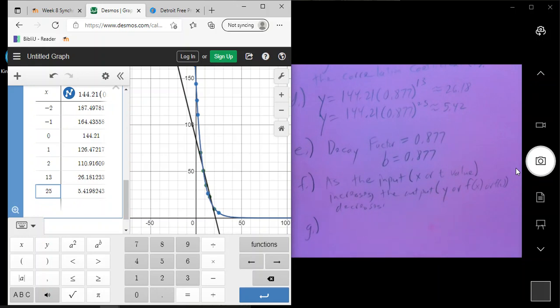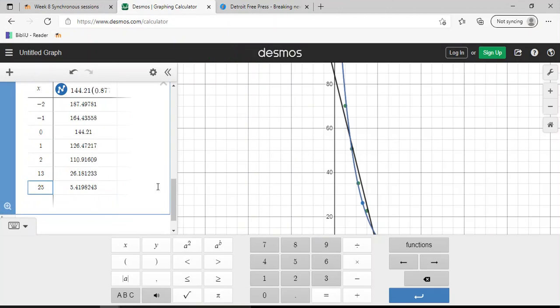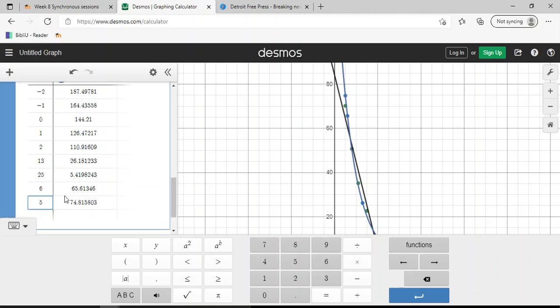Okay, now we come here to G. It says, what is the half-life of the exponential model? Okay, so first of all, the half-life. We look at our original starting point, which is 144.21. If we take half of that, that'll be about 72.11 or 72.10. So what we could do, we could go here. We notice from 2 to 13 is decreasing. So we can play around with some numbers. Let's try 6. We see that 6 is 65. Then we could try 5. Remember, we're trying to get about 72.11. So that means that your answer is between 5 and 6.